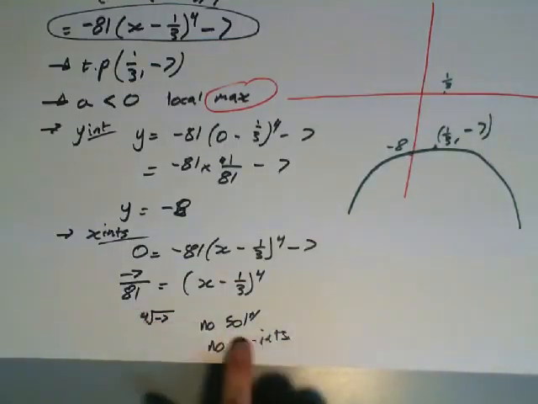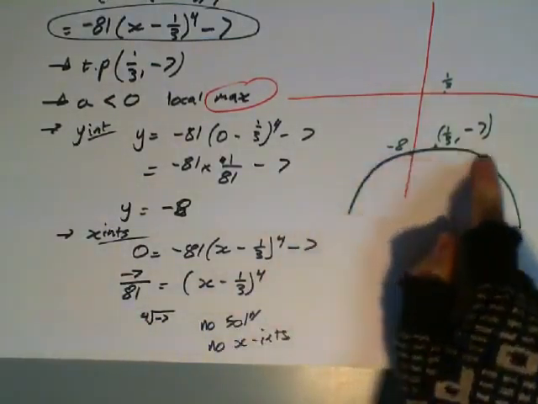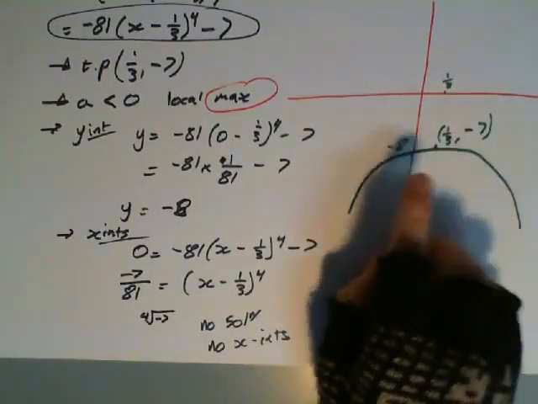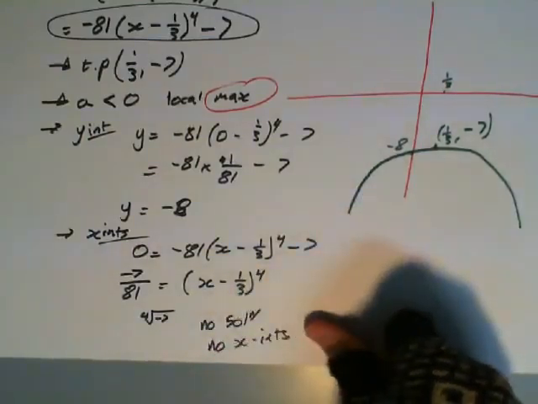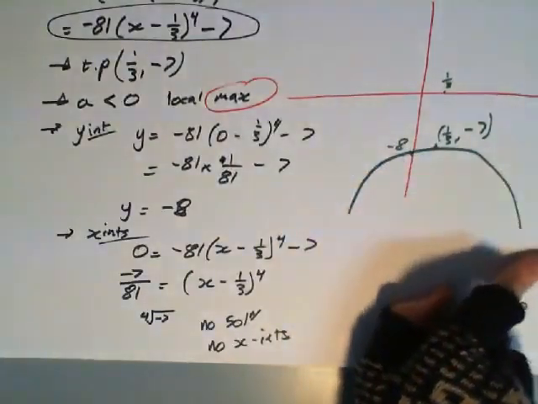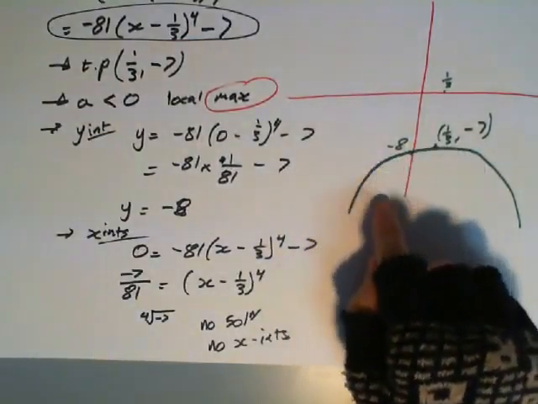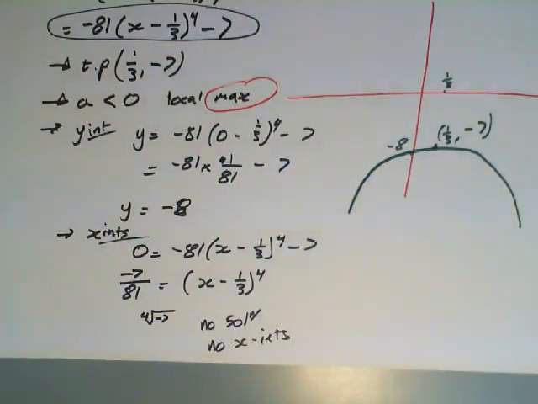Okay, so if you get no solutions for x-intercepts, that's okay, don't panic. It just means it doesn't cross it. And although that might be strange at first, once you kind of look at the previous information, it might make a bit more sense. So, local maximum turning point, and the y-intercept's going to be a little bit below that.